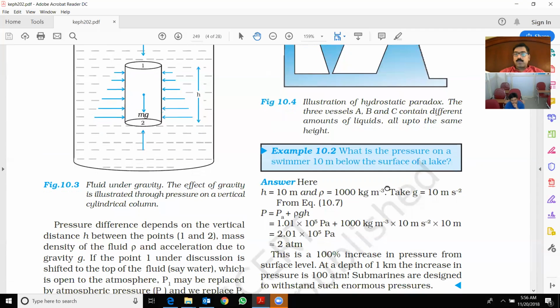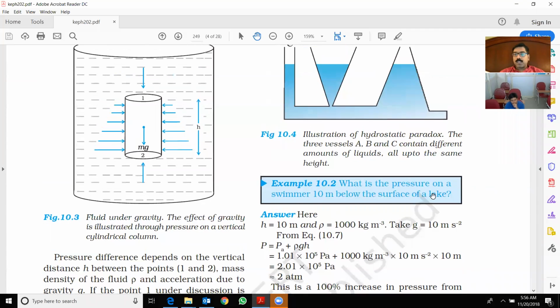Okay, let's do this problem. What is the pressure on a swimmer 10 meter below the surface of a lake? Would you like to try this question on your own first? Yeah. Try it.